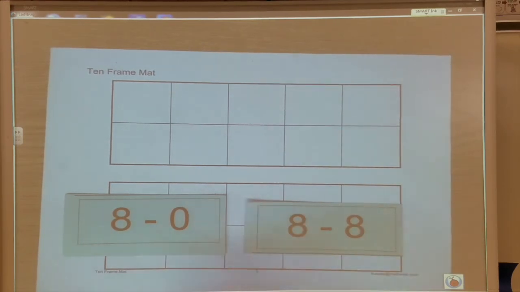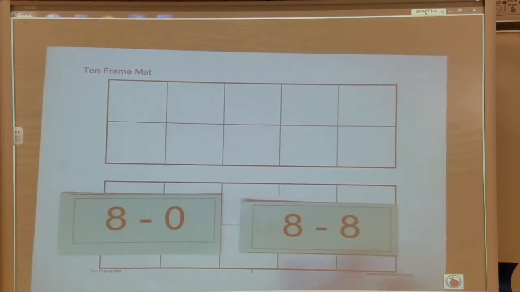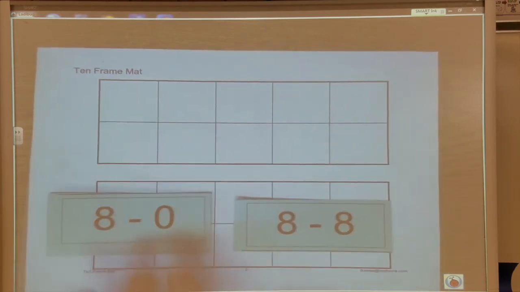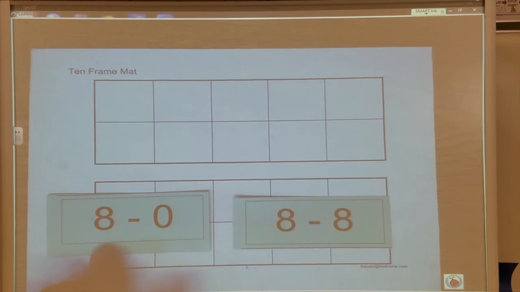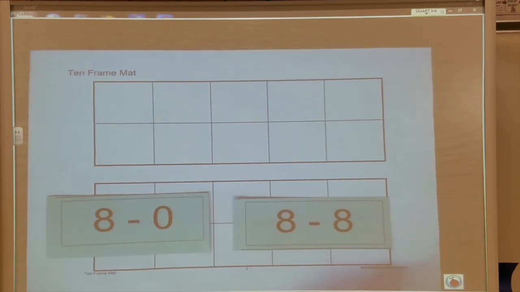So these are the first 2 strategies in first grade that we reinforce because it's understandings that they did learn and were exposed to in kindergarten. The idea that if I take 0 away, I always get the number that I started with. And if I take away all, I always end up with 0.